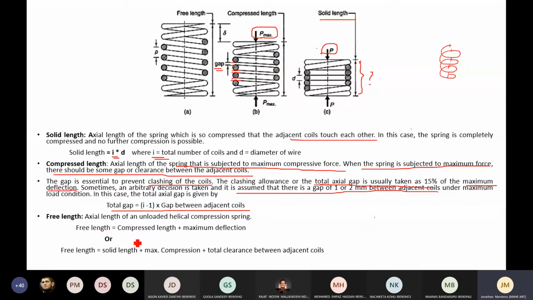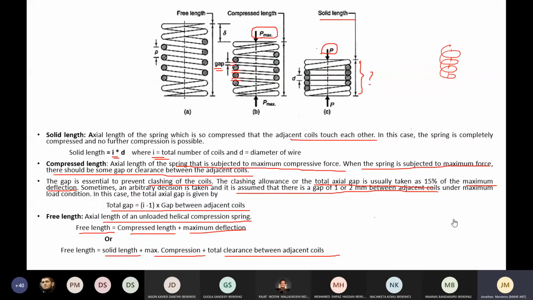Okay. Free length we have already discussed: the axial length of an unloaded helical spring. Since I already described what compressed length and solid length are, we can understand it like this. Free length can be defined as compressed length plus maximum deflection, or free length is equal to solid length plus maximum compression plus total clearance between the adjacent coils.